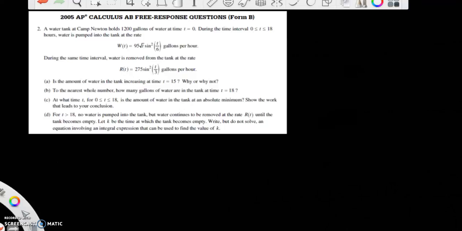tank at the rate W of t, which is a tongue twister down there. During the same interval, water is removed from the tank at the rate R of t, which is also right here. So let me put an arrow there so we can see where they are. So this is a rate removed. This is a rate of it entering. Is the amount of water in the tank increasing at time t equals 15? Why or why not? That's pretty easy.